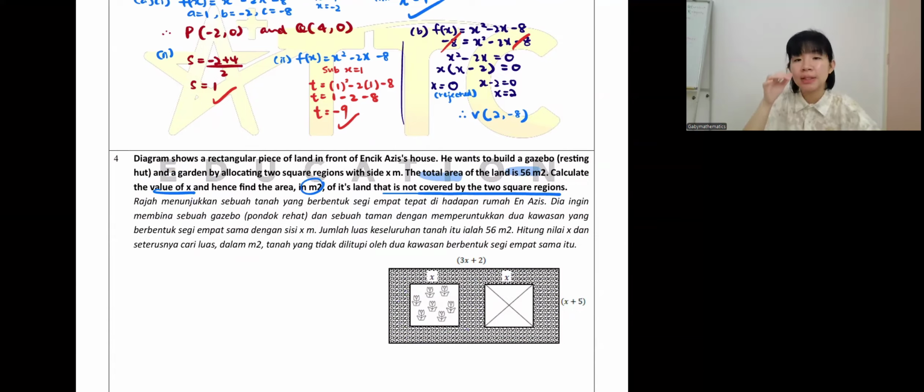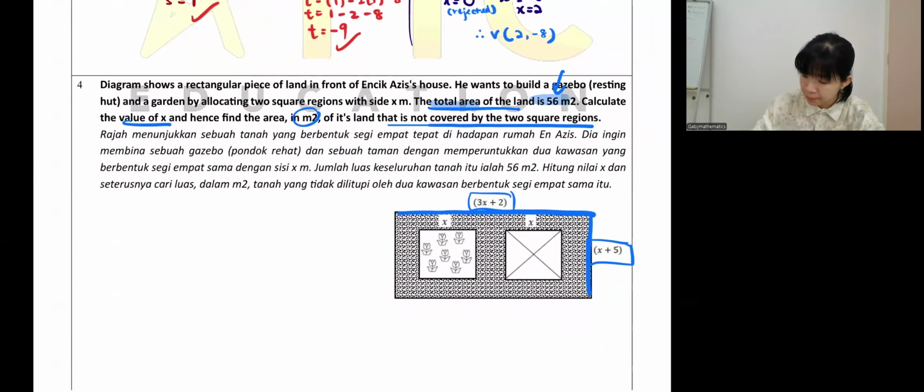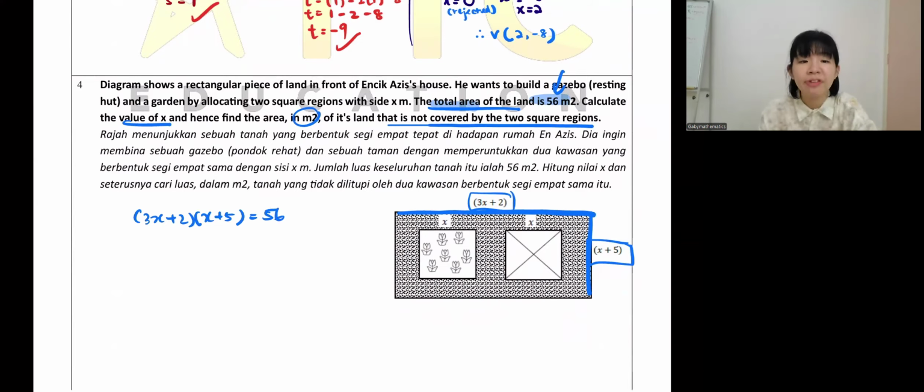So now to find x, we have to form an equation. What equation can we form? The question mentioned 56, so the total area definitely equals 56. We have length given, we have width given, length times width equals 56. So write it down: 3x plus 2, times x plus 5, equals 56. From here, you can find x. Guys, quickly find x for me. Expand the bracket on your own first.